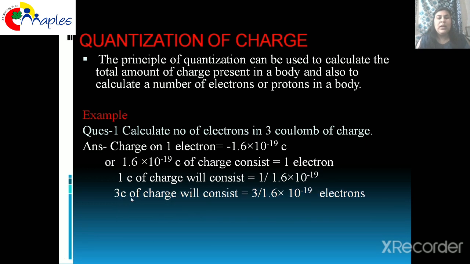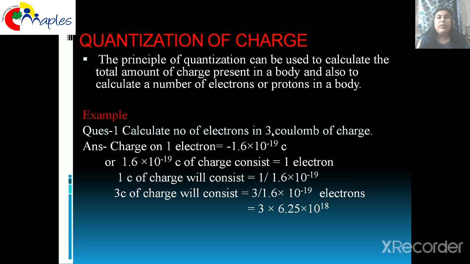Now we have to find the electrons in 3 coulomb of charge. So 3 coulomb of charge will consist of, we have to multiply by 3. So 3 divided by 1.6 into 10 to the power minus 19 electrons. When we divide 1 by 1.6 into 10 to the power minus 19 coulomb of charge, we get the value 6.25 into 10 to the power 18.